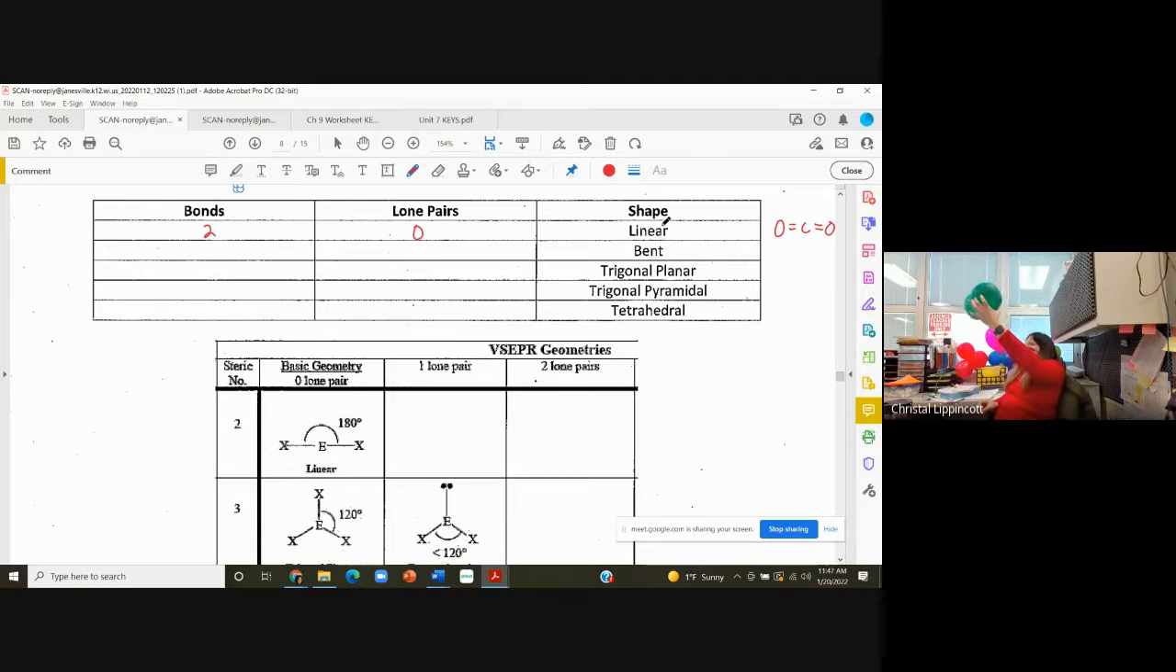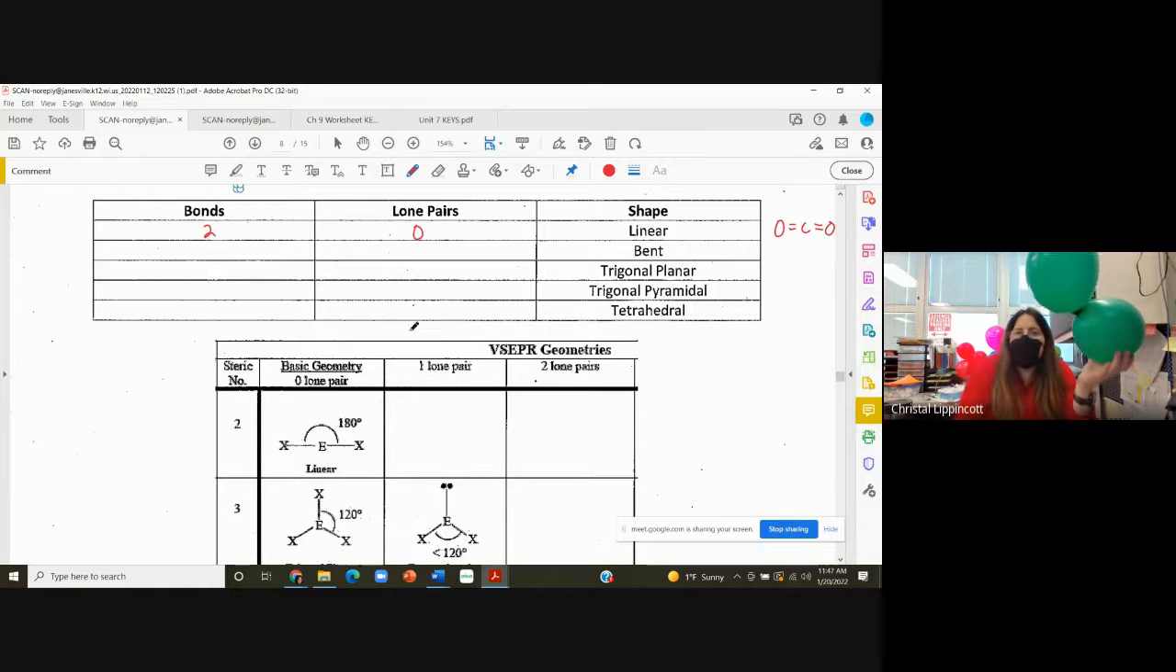So when you are looking at these, it's going to be straight across. So your bond angle here is going to be what? You have a straight line. What is your angle there? 180, right? So your bond angle there is 180.